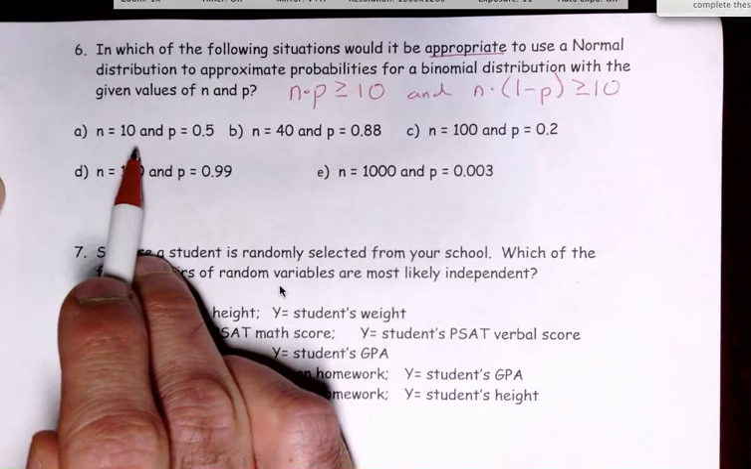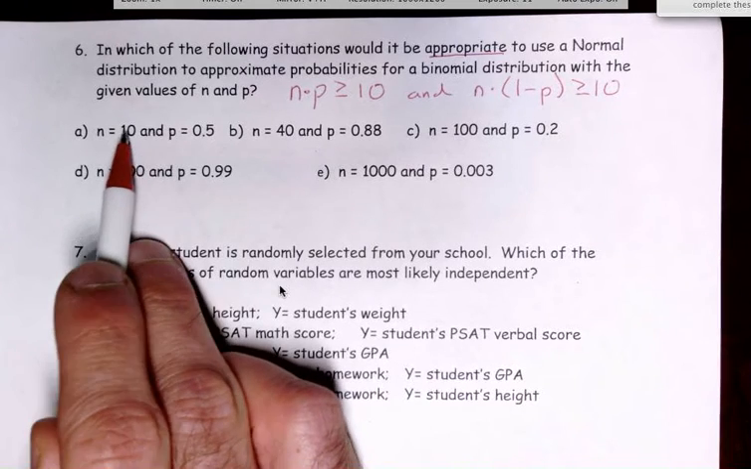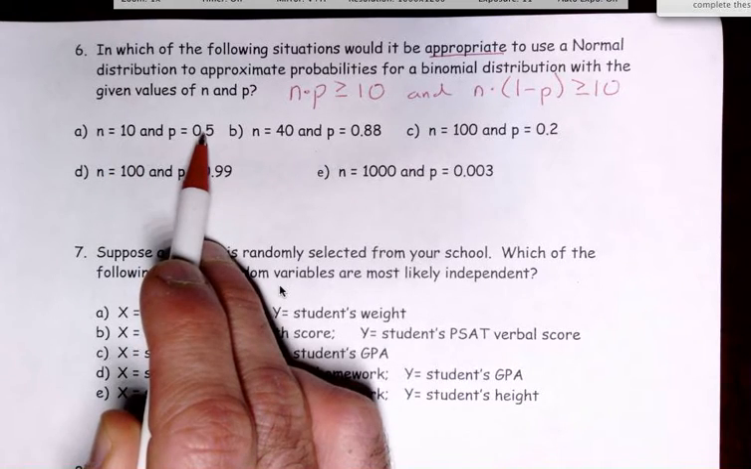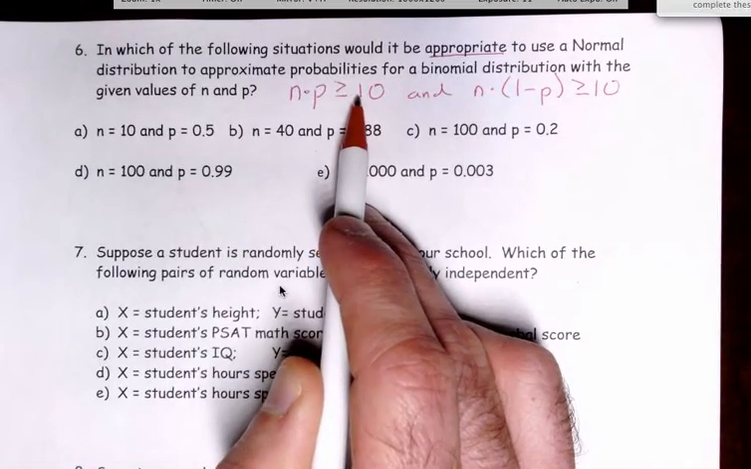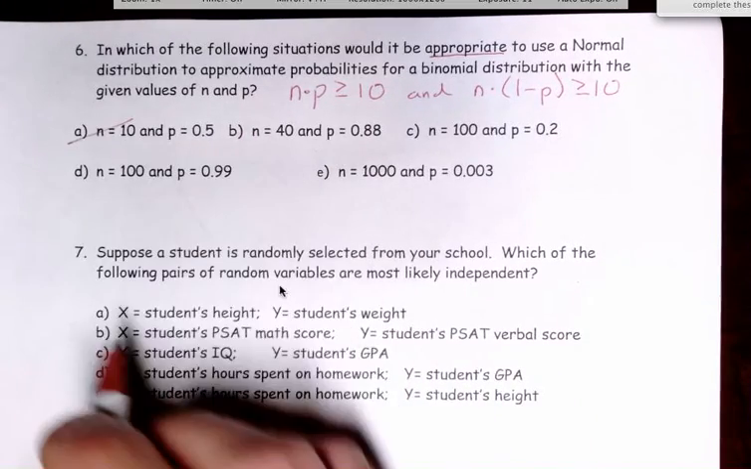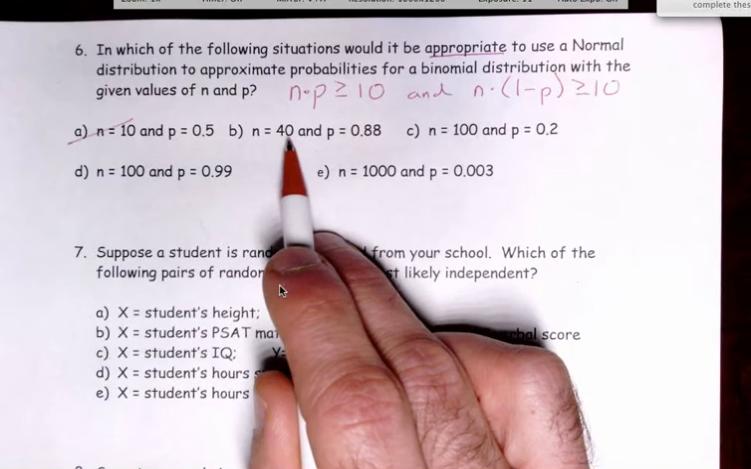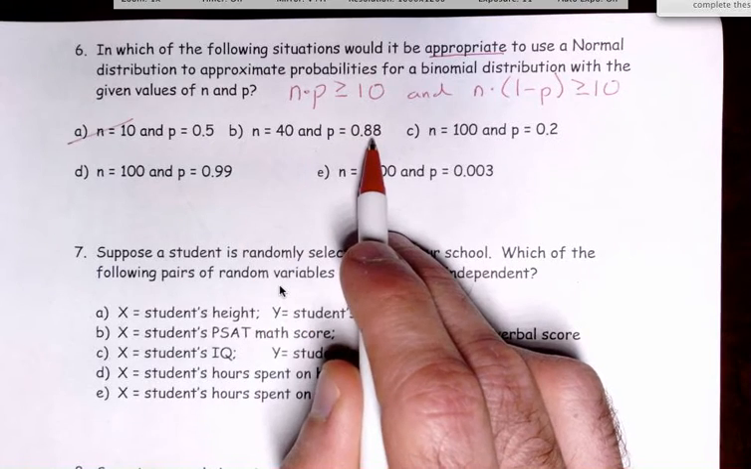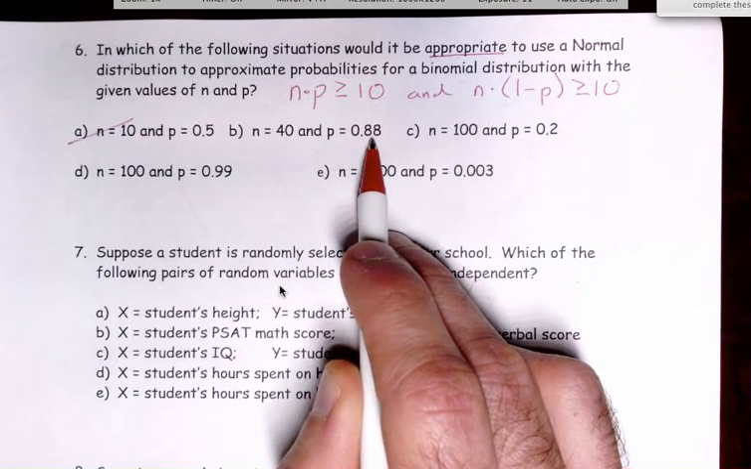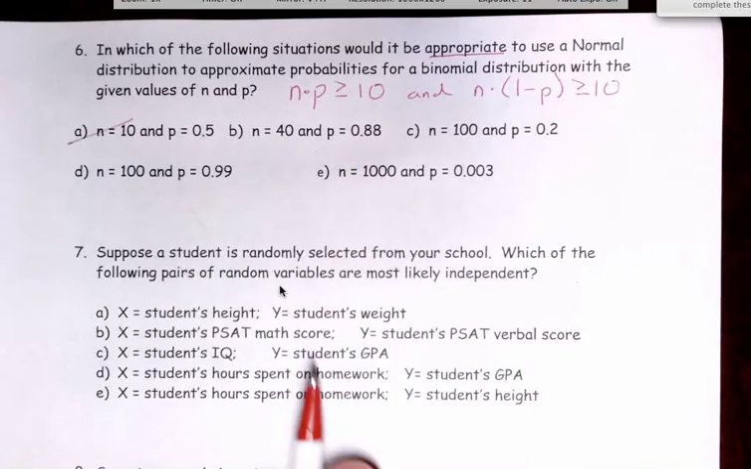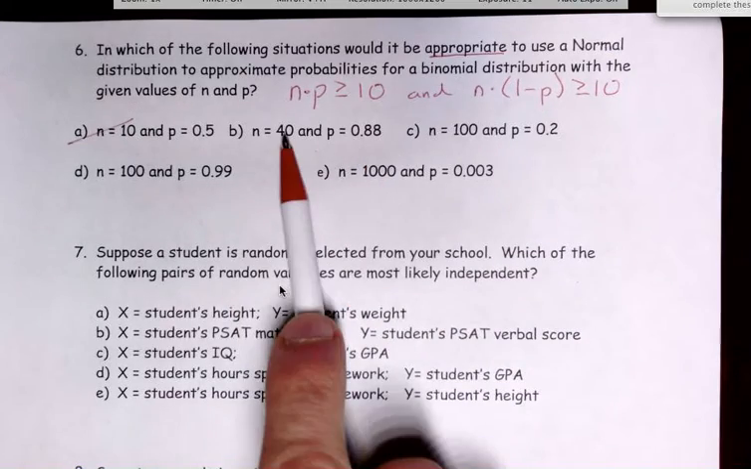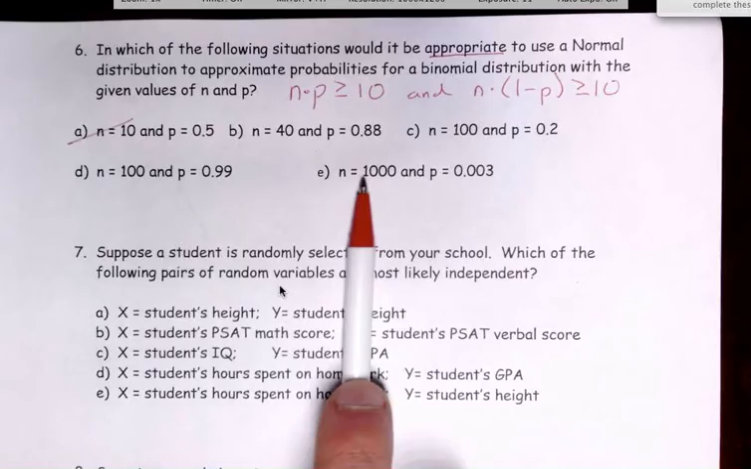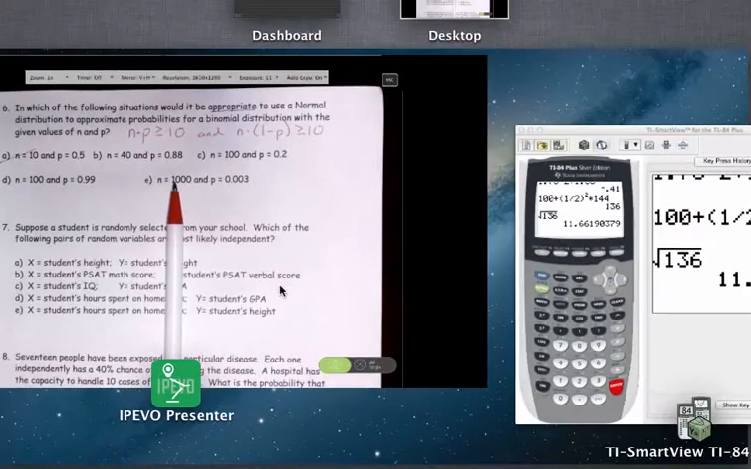So notice that won't happen here. In part A, 10 times 0.5 will give me 5. That is not greater than or equal to 10, so answer A is out. Now notice this answer here, the 40 times the 0.88, that will be greater than 10. That's no problem. The trick, though, is that the 40 times 1 minus the 0.88 will not meet our criteria.